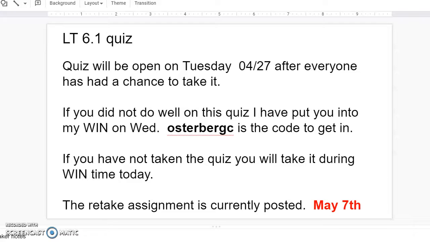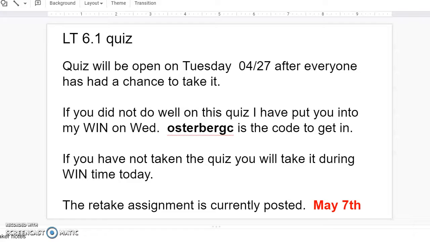Some announcements before we begin. On the screen right now, the quiz will be open on Tuesday after school when people have had a chance to take it. If you did not do well, and we're talking under 60% at this point, I have put you into a WIN on Wednesday. Osterberg C is the code to get in at 10 a.m. If you didn't take the quiz, you will take it during WIN time today. Haley, I think you're the only one that didn't have a chance to take it. Please check your email in there somewhere.